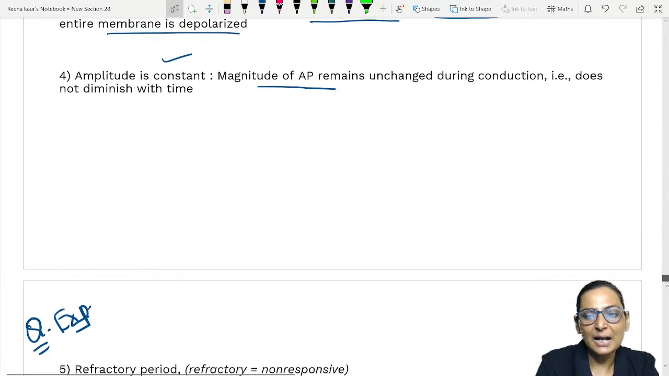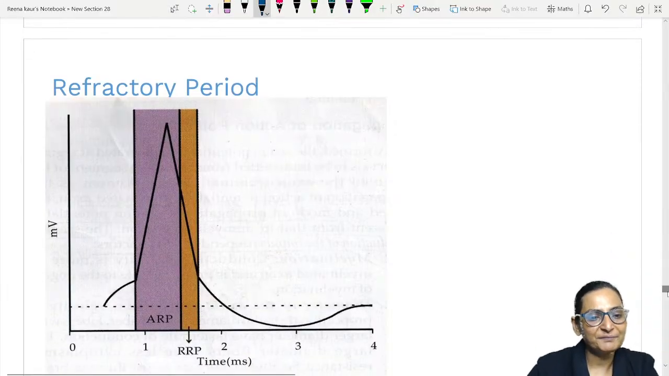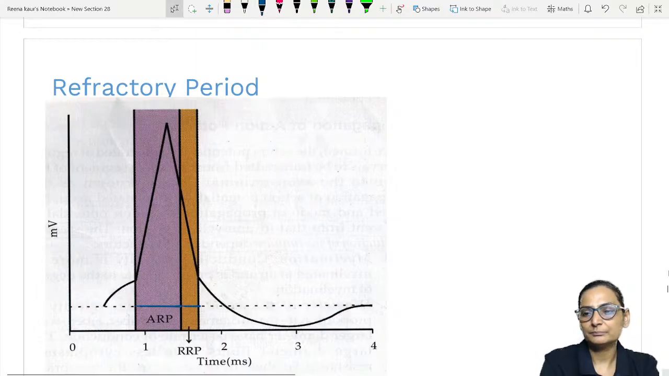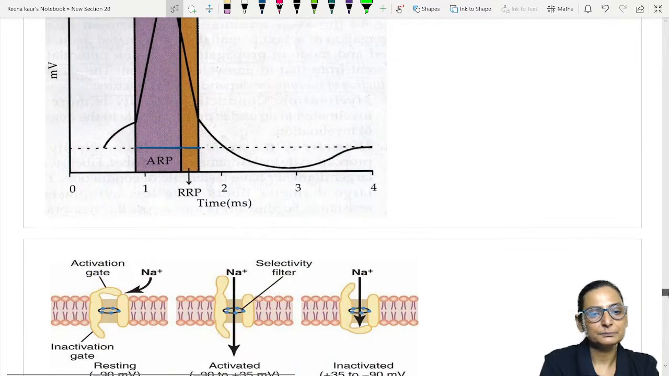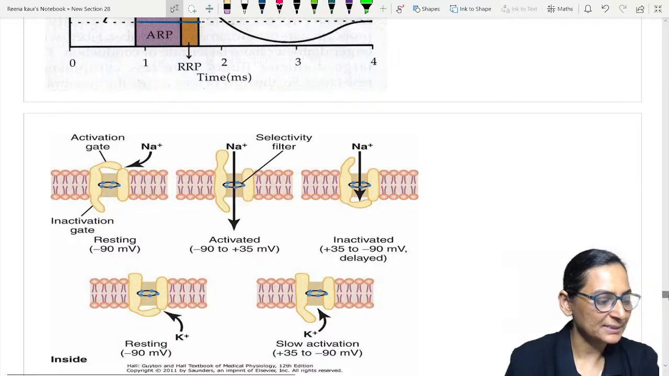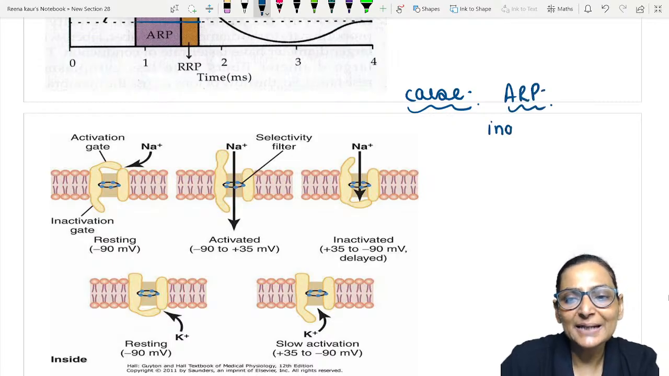Now what is the ionic cause of that? See, you can see the absolute refractory period up to 1/3 of repolarization and the relative refractory period. Now here is hidden the cause of this. The cause of the absolute refractory period is basically the inactivation of sodium gates.